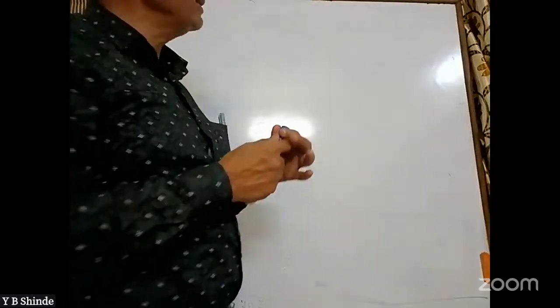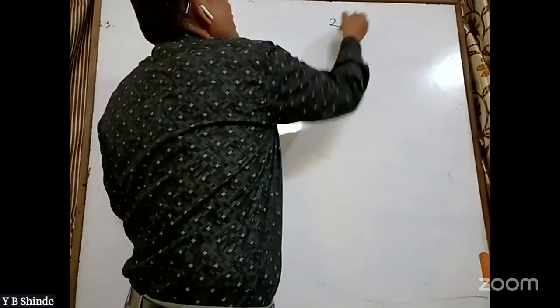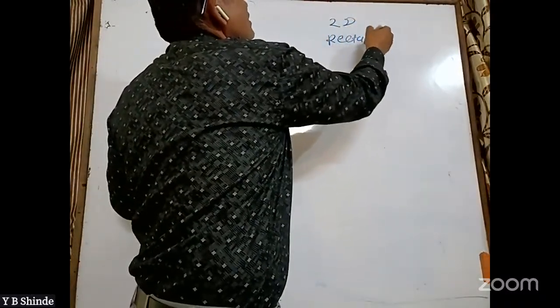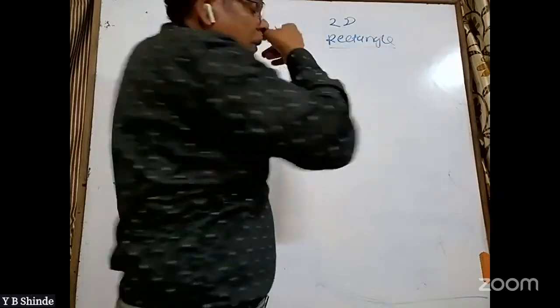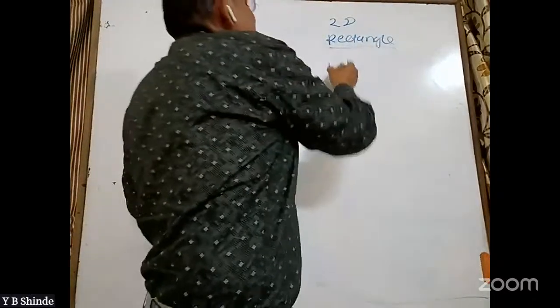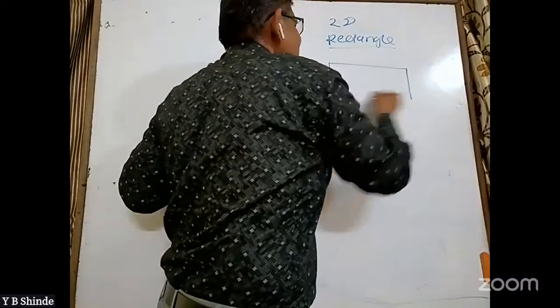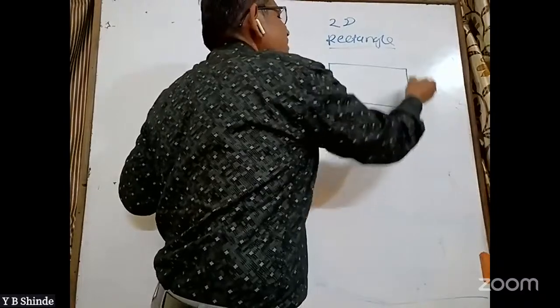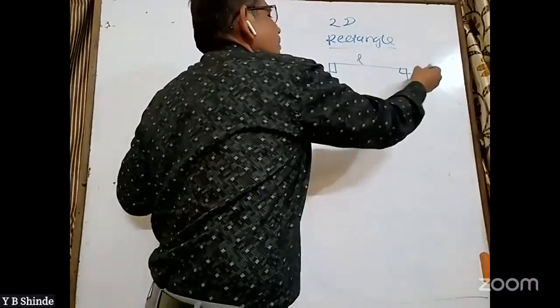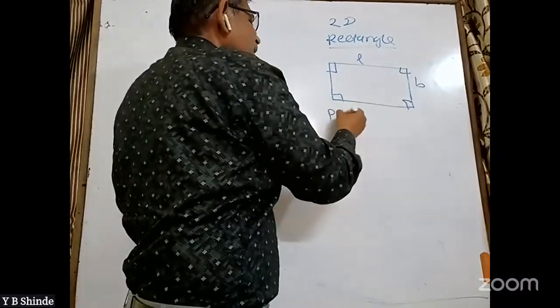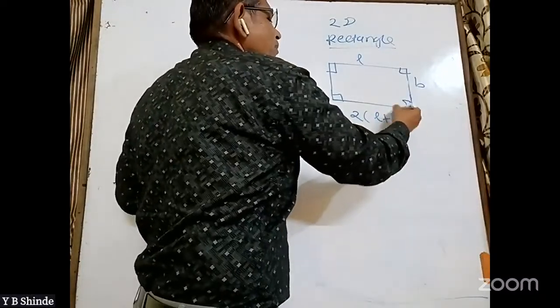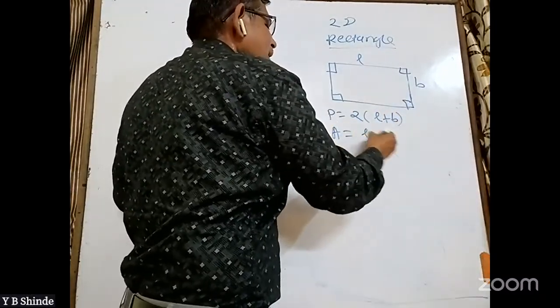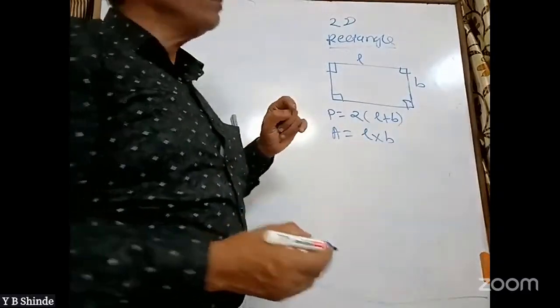But generally rectangle. What is the two-dimensional rectangle? This is a rectangle. All of you know what is rectangle and properties of rectangle. We will see something. Length and breadth. What is perimeter of rectangle? 2 times L plus B. What is its area? L into B. Very simple. What about diagonal?